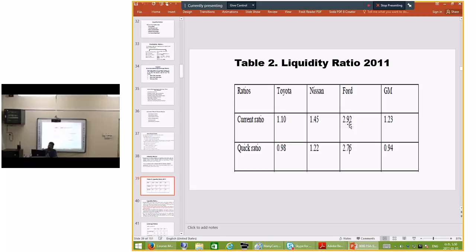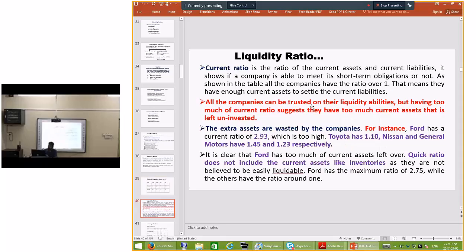If you have this type of details, then you can compare between organizations. I am not going to discuss this in detail. Here, the current ratio is the ratio of current assets to current liabilities. It shows if a company is able to meet its short-term obligations or not. As shown in the table, all the companies have a ratio over 1. That means they have enough current assets to settle their current liabilities.